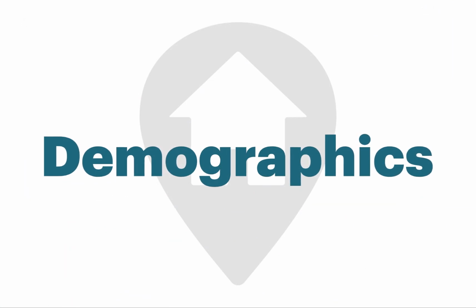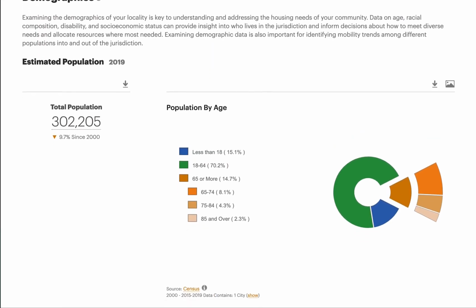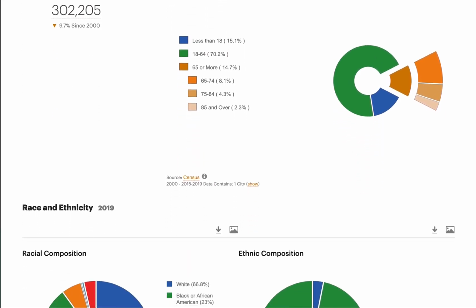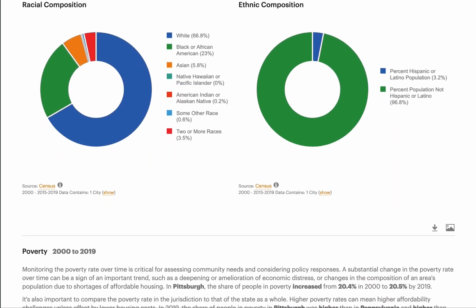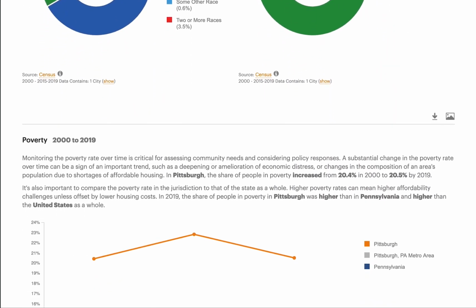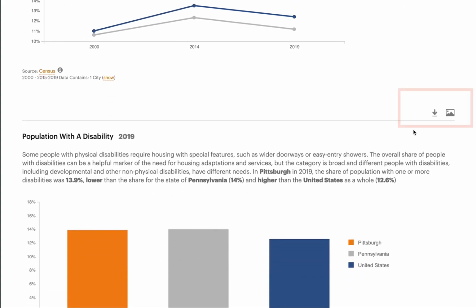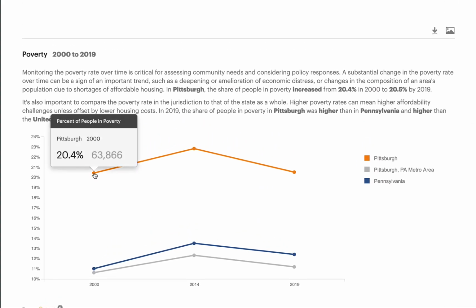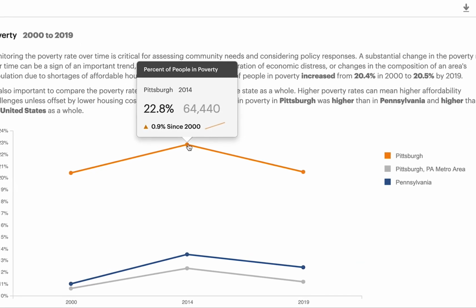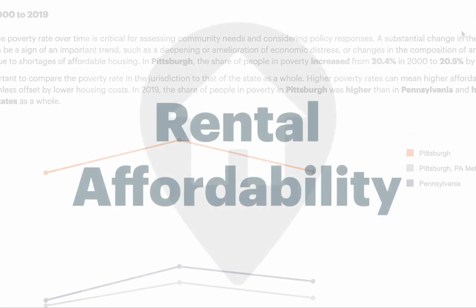Demographics. The first section of our report examines the demographics of your locality. Our housing needs assessment contains data on age, racial and ethnic composition, disability, and socioeconomic status that can provide insight into who lives in the jurisdiction and informs decisions about how to meet the diverse needs and allocate resources where most needed. As you can see, each of the visualizations in the report is downloadable in chart or image form. Most visualizations in the report are interactive and will display additional detail when the user taps or hovers over bars or data points. In some cases, this detail includes percentage changes to provide trend information.